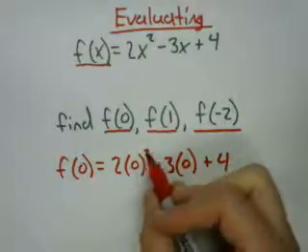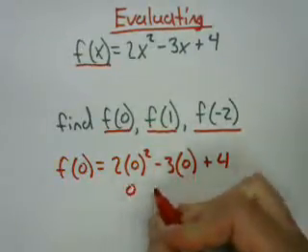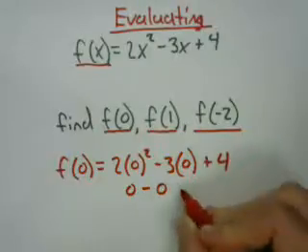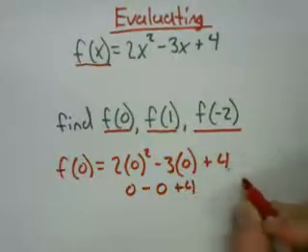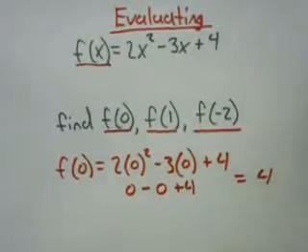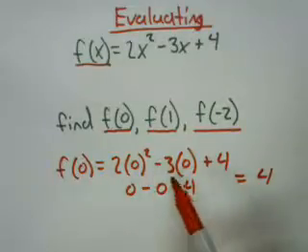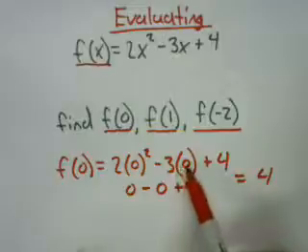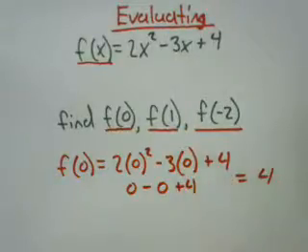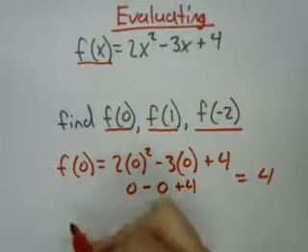So 0 squared is 0 times 2 is 0 minus 3 times 0, which is 0 plus 4. This is equal to 4. Okay, and that's because 0 squared and then anything times 0, and then this is multiplication of 0 again, and then we just have the constant at the end, which remains 4. So f of 1.